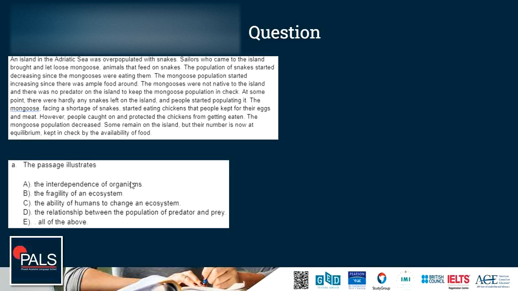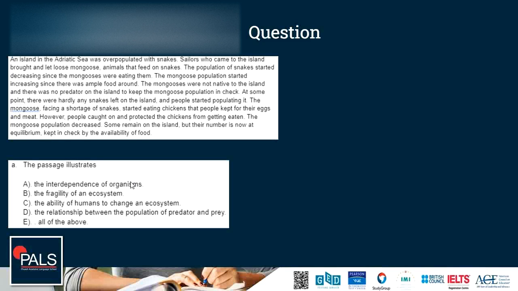The mongoose, facing a shortage of snakes, started eating chickens that people kept for their eggs and meat. However, people caught on and protected the chickens from getting eaten. The mongoose population decreased. Some remain on the island, but the number is now at equilibrium, kept in check by the availability of food.